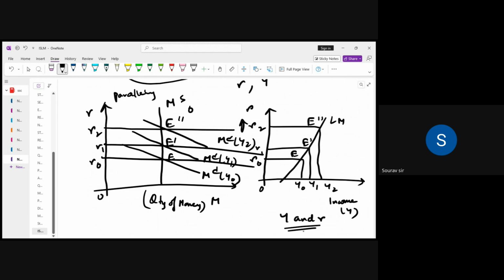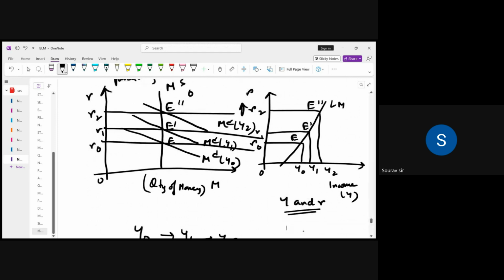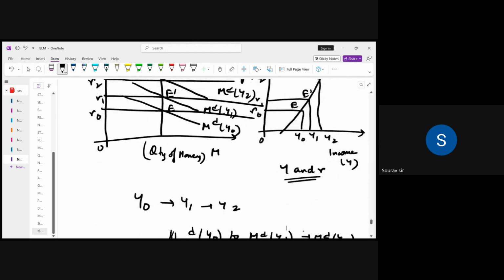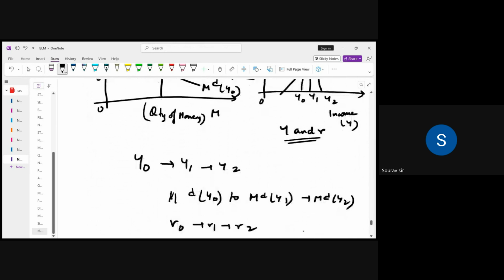Now what we have to do? We have to know two things about the LM curve. Just like the IS curve, what determines the steepness of the curve. Why? Because the slope of the curve determines the effectiveness. And we have to know which factors shift the LM curve. Okay, so let's start.